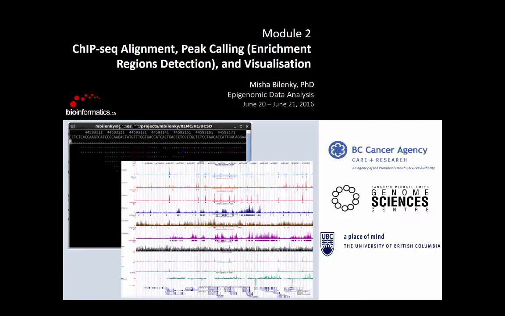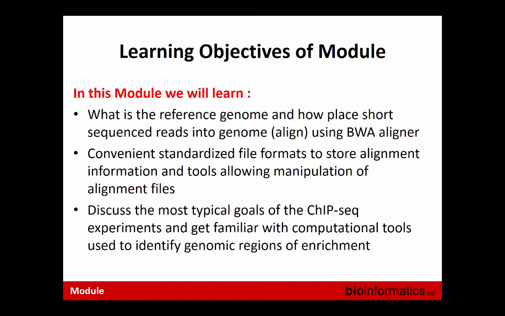In this part of the module, we would like to learn how to place your short reads on the reference genome. Well, first of all, what is a reference genome? How to place them? We also learn standards for the files, how to store those short reads with alignments. So, information about the read and information where this read is aligned. And we also discuss typical goals of the ChIP-Seq experiment, as well as the first steps at visualization and analysis.